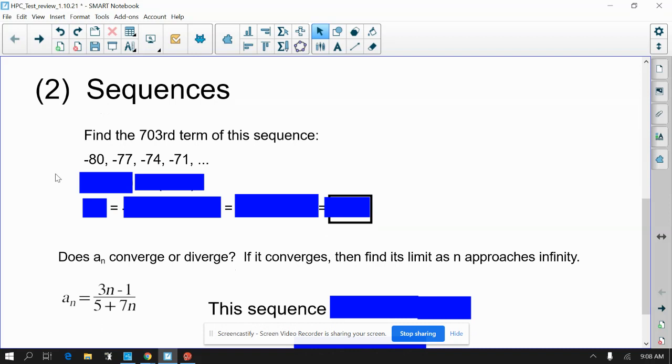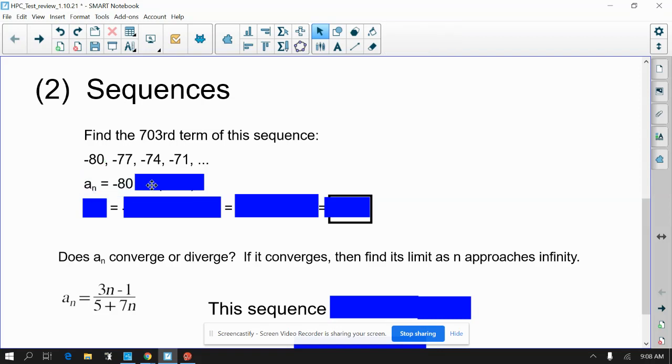So I've got 2 examples for us. Find the 703rd term of this sequence. There are 4 terms in this sequence. We need to find the 703rd. Well, let's recognize that to get from one term to the next, to the next, to the next, you're always adding 3. So that means it is arithmetic.